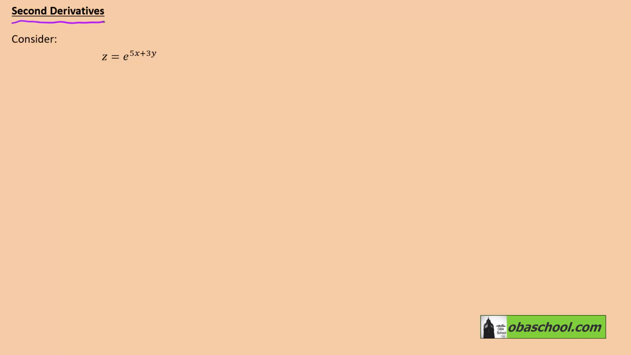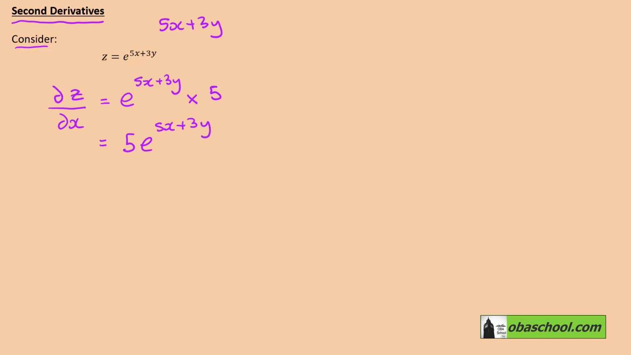Second derivatives. So we want to consider z equals e to the 5x plus 3y. Well, let's start by doing dz dx. We know that that's going to be e to the 5x plus 3y, and then using the chain rule, differentiating 5x plus 3y with respect to x just gives me 5. So that would be 5 e to the 5x plus 3y.